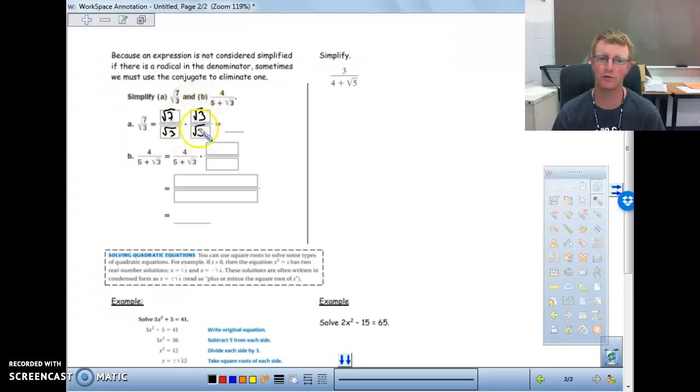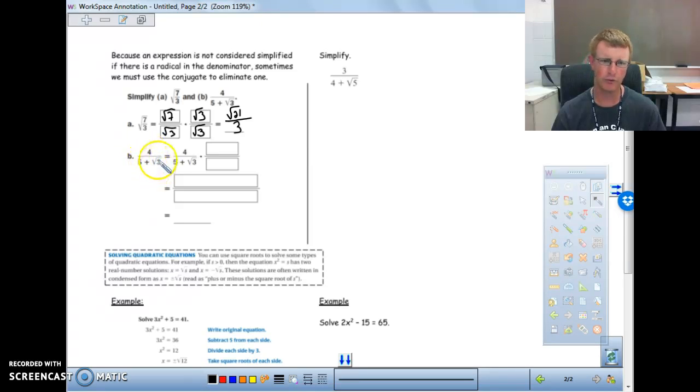Remember, the reason why we have to do top and bottom is because this is equal to 1, so it's not really changing this problem at all. So then we're left with the square root of 7 times the square root of 3, which is the square root of 21 on top. The square root of 3 times the square root of 3 is just 3, so we're left with the square root of 21 over 3. You always want to check to make sure that this top portion is reduced. In this case it is; it cannot be reduced any more than what it already is.